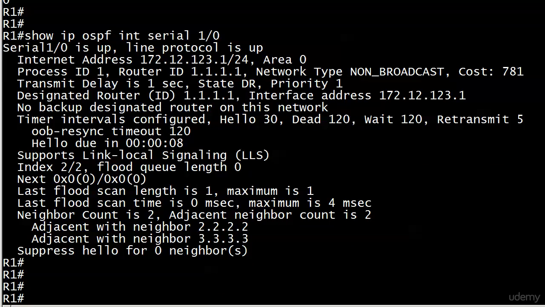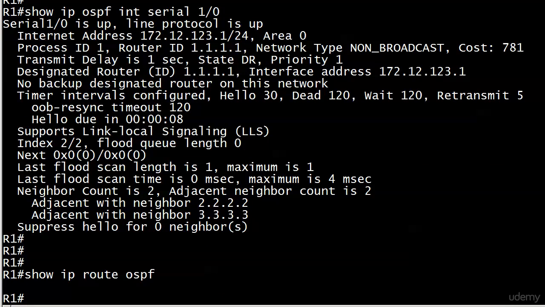On router one at this point, with the adjacencies that it has, what do we expect to see in the routing table? And I'm not looking at the whole routing table, I'm just looking at OSPF. Well, actually, I don't see anything. And the reason is, again, the networks that router one knows about right now, they're all directly connected. 10.1.1.0, directly connected. Serial interface, 172.12.123.0, directly connected.